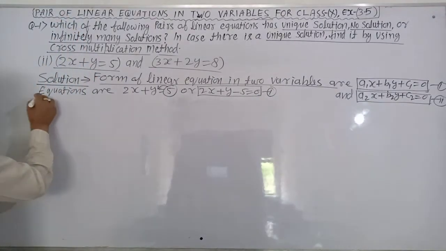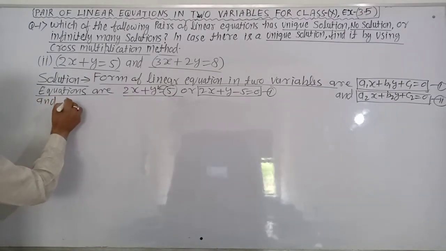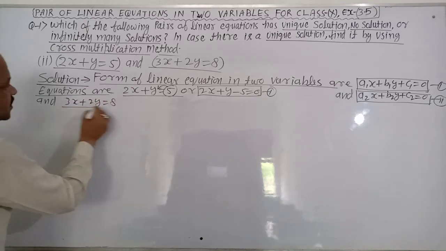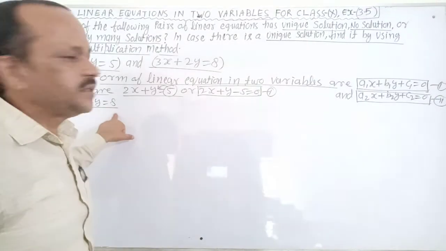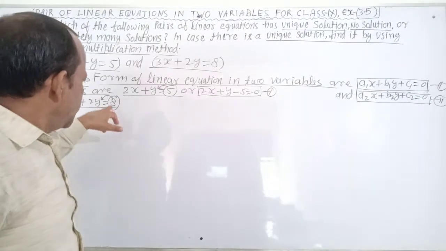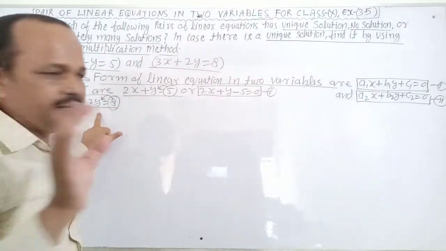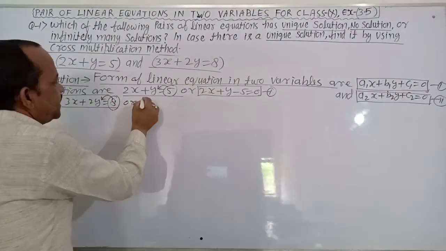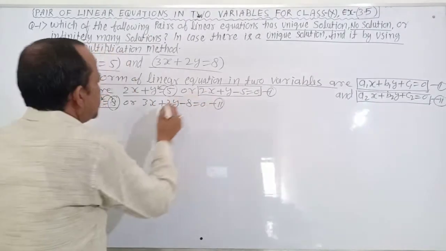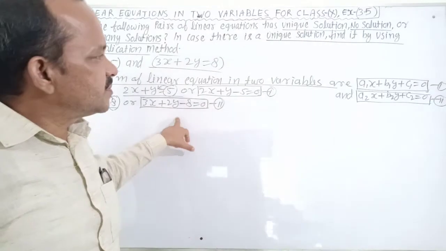And 3x plus 2y equal to 8. Here it is equation second. You write 8 on left side of equal. It is with positive sign. When you write it on left side of equal, then it becomes with negative sign. Clear? You can write it 3x plus 2y minus 8 equal to 0. It is equation second. Clear?